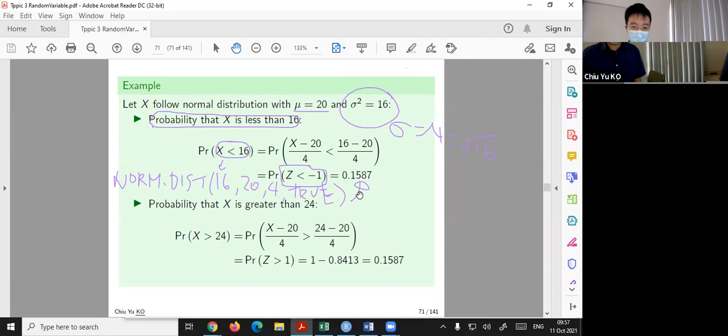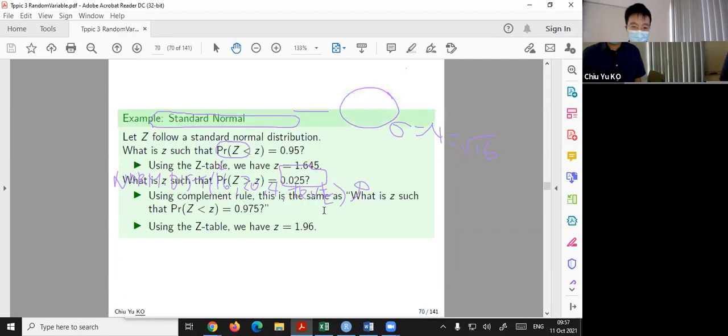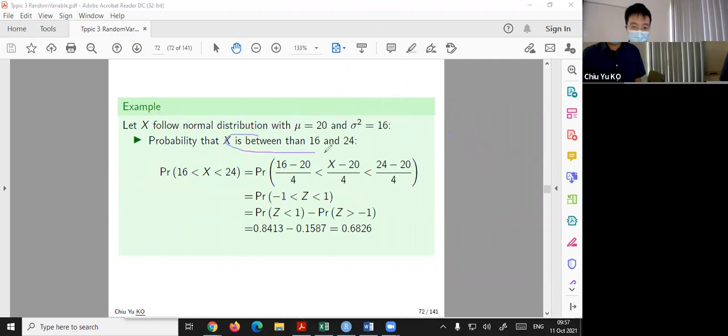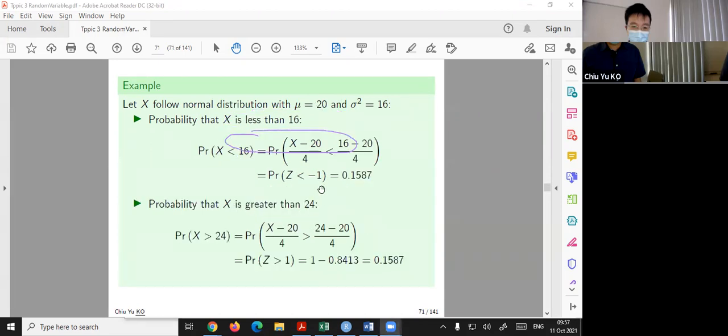Okay, so what I want you to do, just to practice, is you want to do this for me. I want you to do x greater than 24 for this one, and I want you also to do the next page one, which is, let me erase it. I want you to do between 16 and 24, and also x is greater than 24. Okay, so let's do it now, because I want you to know how to work it out. Open your Excel and try to do the calculation for me.